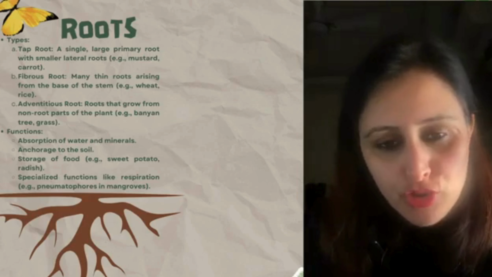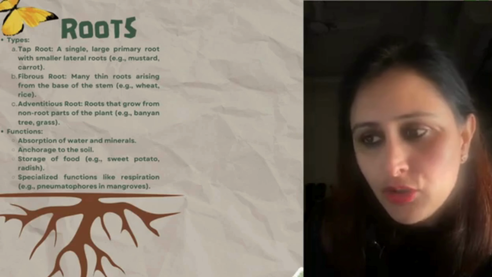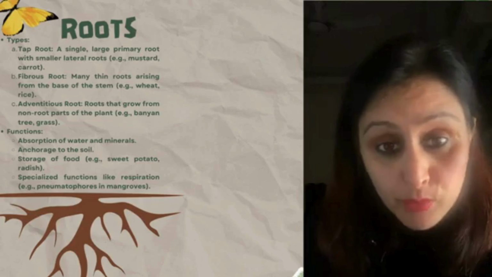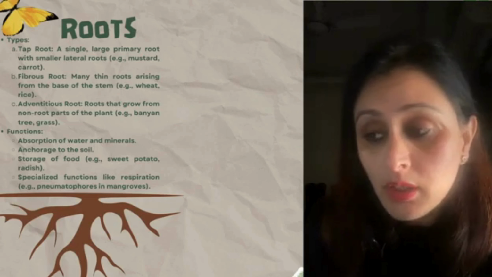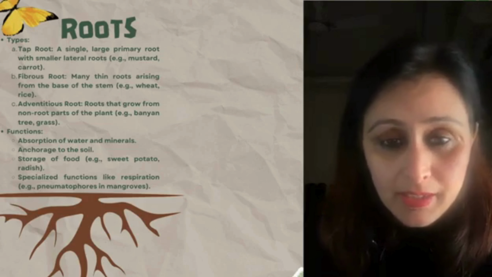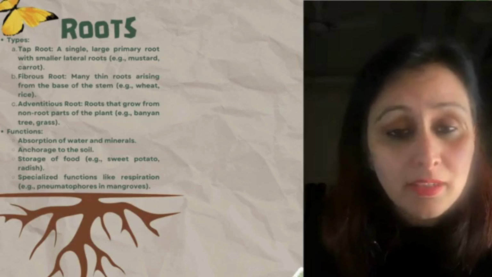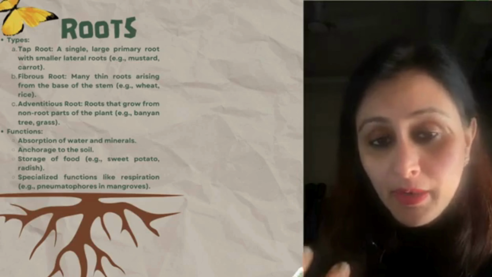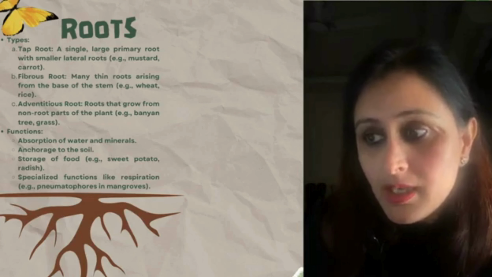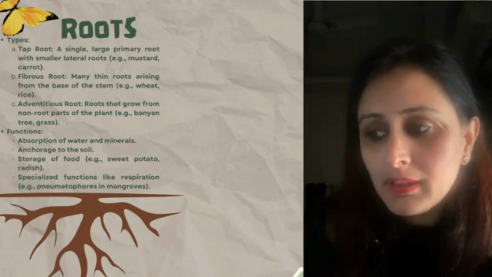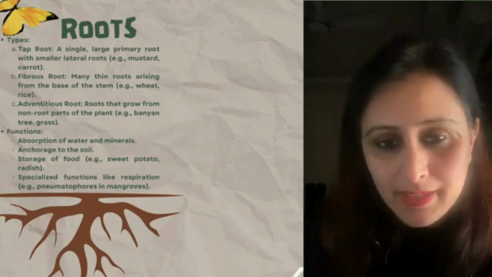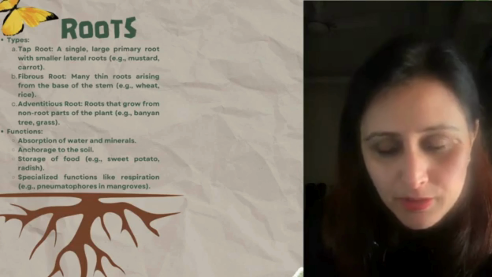Now we know what its functions are. The functions of root are the absorption of water and minerals, anchorage of the plant in the soil, and the storage of food, of course, in the case of potatoes, radishes, carrots, and so on. We have just discussed that they provide the storage of food, right? Specialized functions like respiration, pneumatophores in mangroves. We will talk about it later when we talk about adaptations, right?